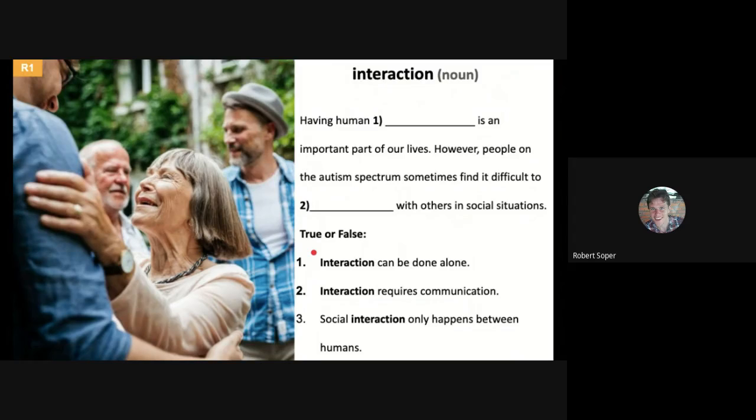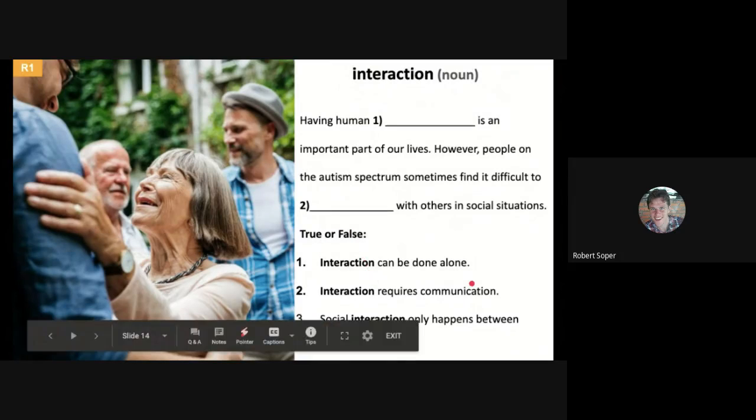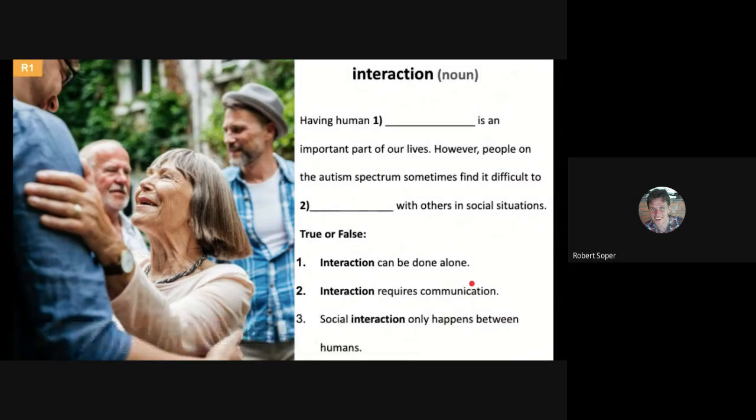Number 3, social interaction only happens between humans. Social interaction only happens between humans. Did you write true or false? A lot of people would say true here, that social interaction only happens between humans. And I wouldn't necessarily disagree with them because humans interact quite a bit. We communicate and talk to each other.